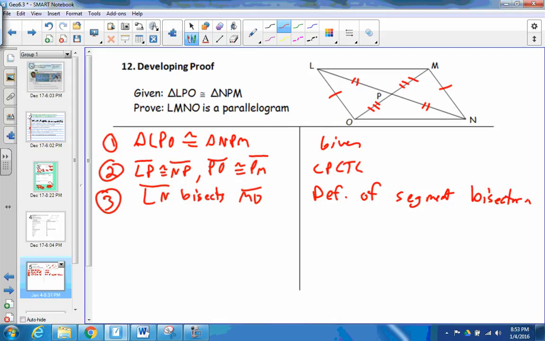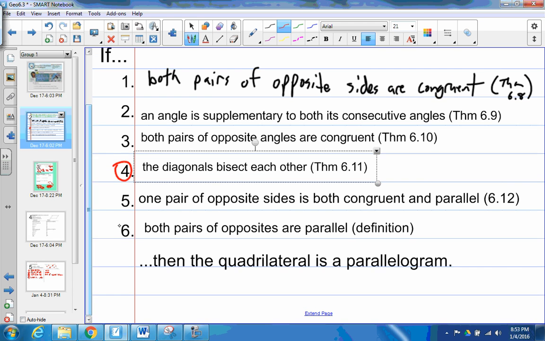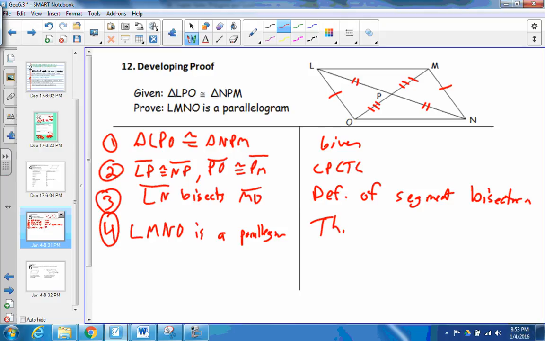And with that, if we know that the diagonals bisect each other, we can then go ahead and say that LMNO is a parallelogram. Trust me, that says parallelogram. And let's go back to our handy dandy theorems and say if the diagonals bisect each other, that would be theorem 6.11, number 4 on our list there. 6.11. All right, so there's the proof for you.